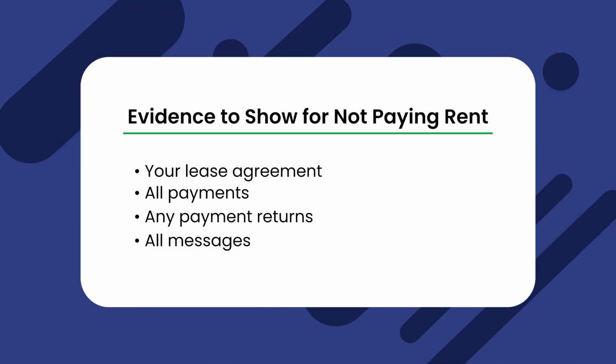If their check bounced, their bank account had insufficient funds, or they did a chargeback dispute on their credit card, show this to the judge. Also show any fees your bank may have charged you and any penalties you are owed according to your lease agreement, and all messages. If you sent your tenant automated or manual payment reminders by text, email, a letter, or mail, it's important to show this.